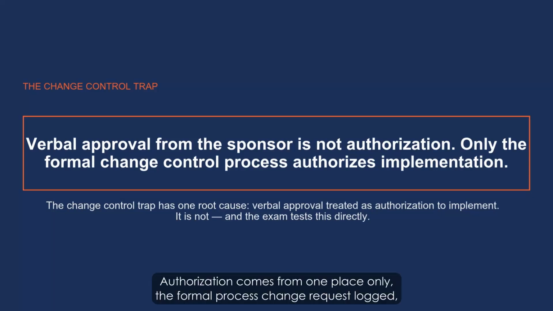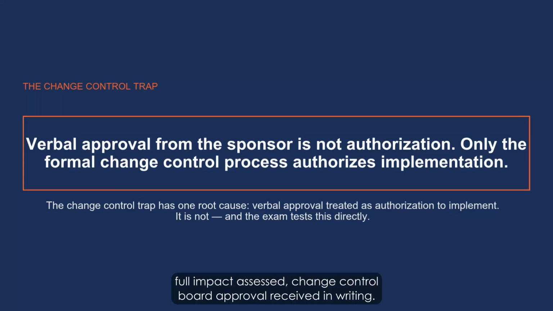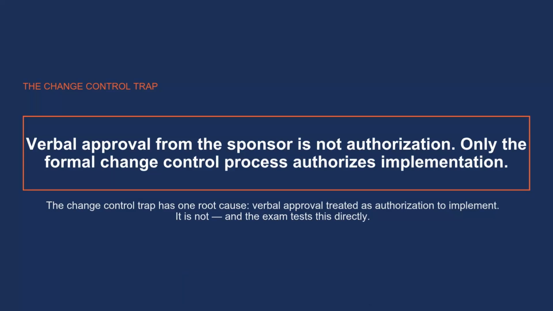Authorization comes from one place only: the formal process, change request logged, full impact assessed, change control board approval received in writing. Until that process is complete, no implementation happens. When you see a scenario where a change seems reasonable, the sponsor agrees, and the pressure to act is high, that is the setup for the trap. The correct answer follows the process first. Every question in Task 10 tests this principle.